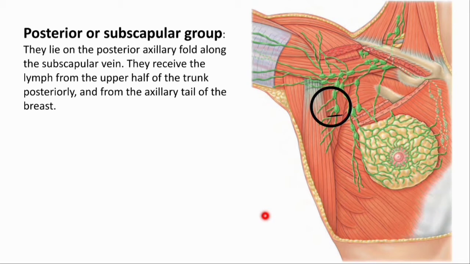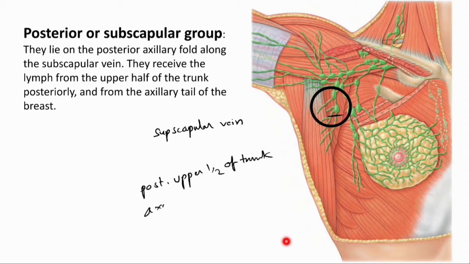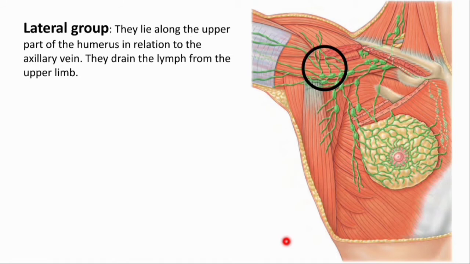Coming to the posterior group or the subscapular group, this lies on the anterior part of the subscapularis muscle, the posterior axillary fold, and lies in close relationship with the subscapular vein. This is the subscapular vein, and these nodes receive lymphatics from the posterior upper half of the trunk, and also from the axillary tail of Spence. And next, the lateral group. These lie along the upper part of humerus in close relationship with the axillary vein, and receive lymphatics from the entire upper limb. That is about the lateral group.